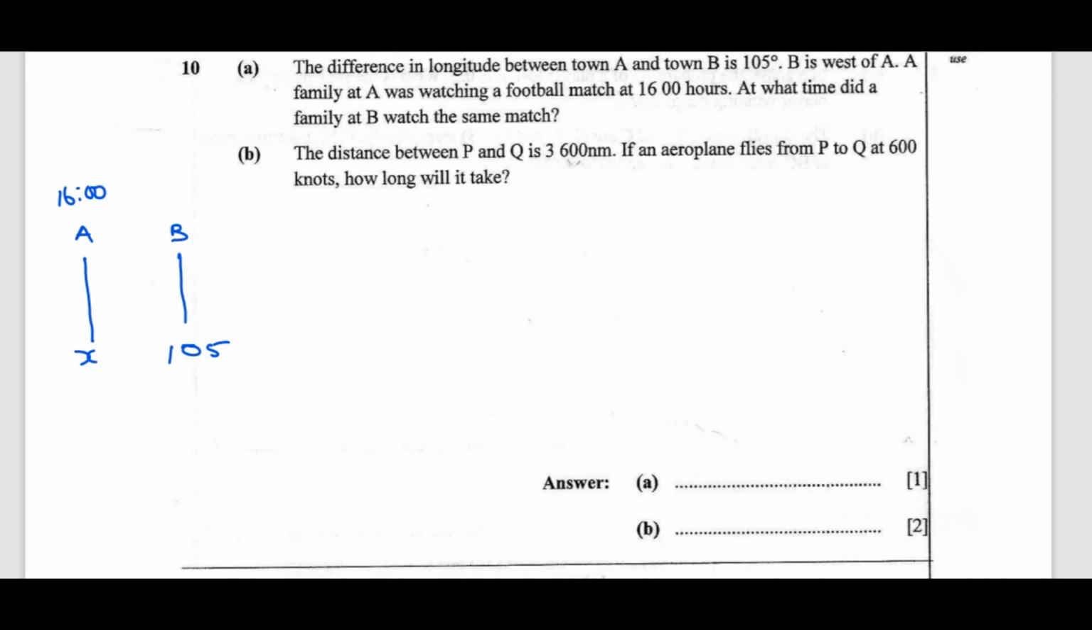The difference in longitude that we have, which is 105, we divide by 15 degrees. Maybe you're wondering where this 15 has come from. The principle is 1 hour is equal to 15 degrees, and four minutes is equal to 1 degree.